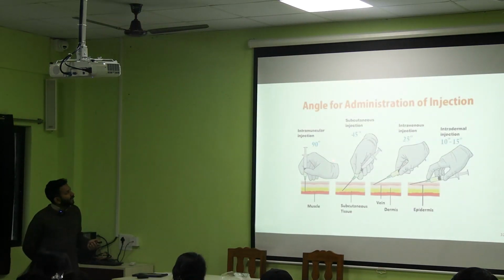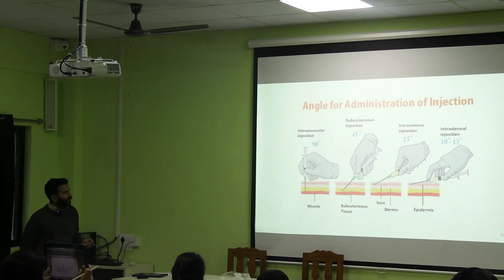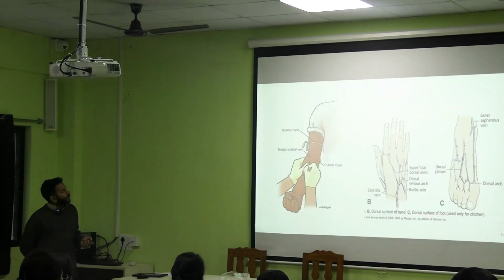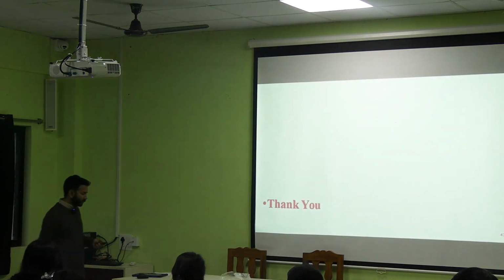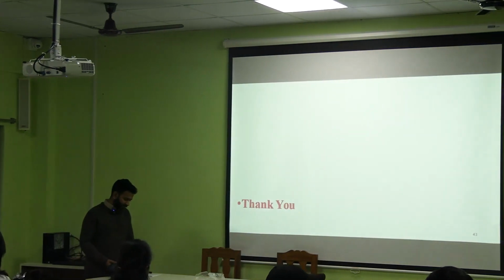So these are the various angles for administration of injection. You see intramuscular is 90 degrees, subcutaneous 45, IV is 25 degrees, intradermal 10 to 15. Today we will not be doing the IV and the intradermal part. Today we will be focusing on intramuscular and subcutaneous injection only. Okay. Let's proceed to the practical lab class.